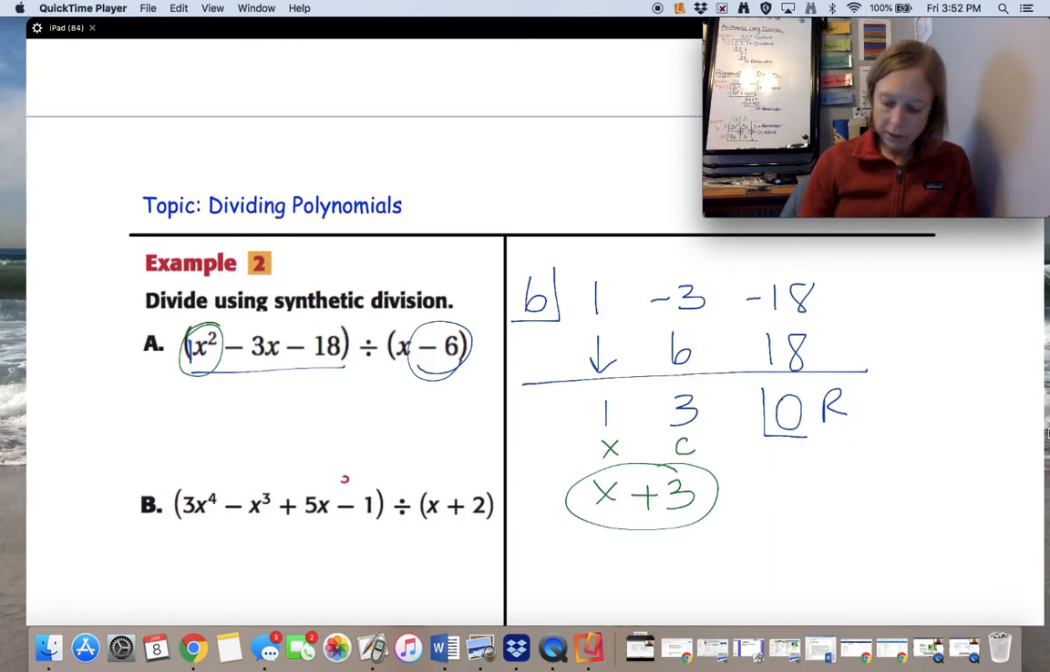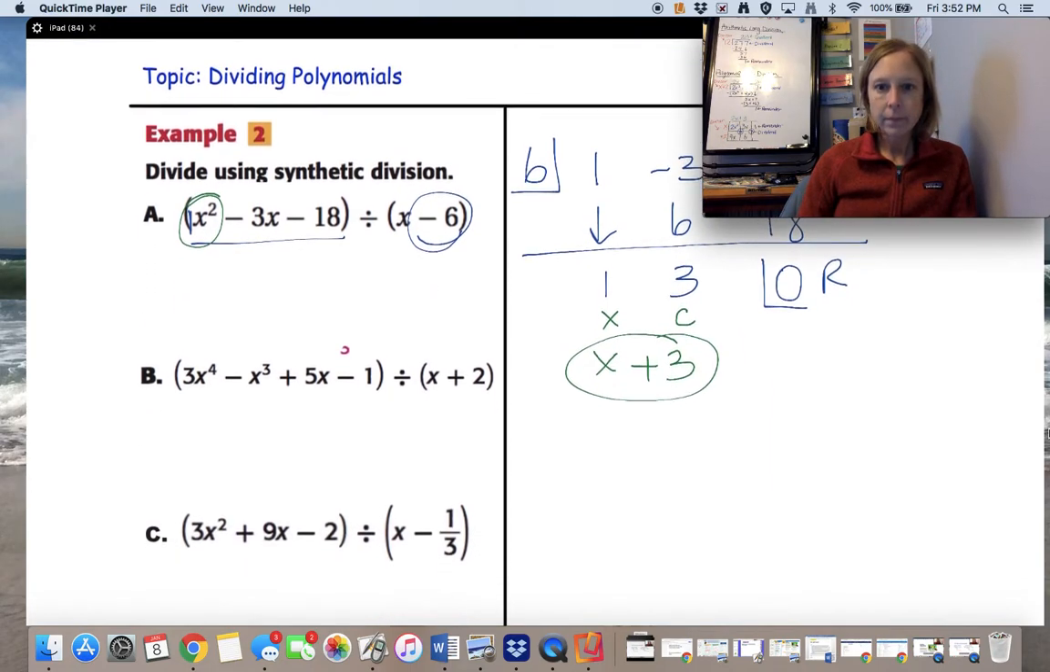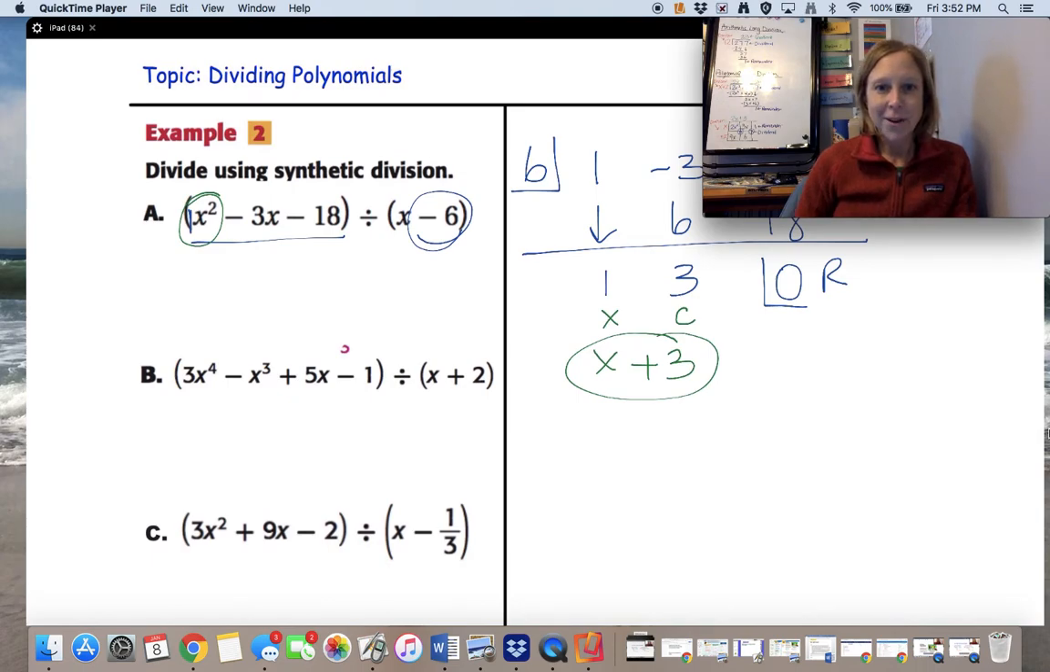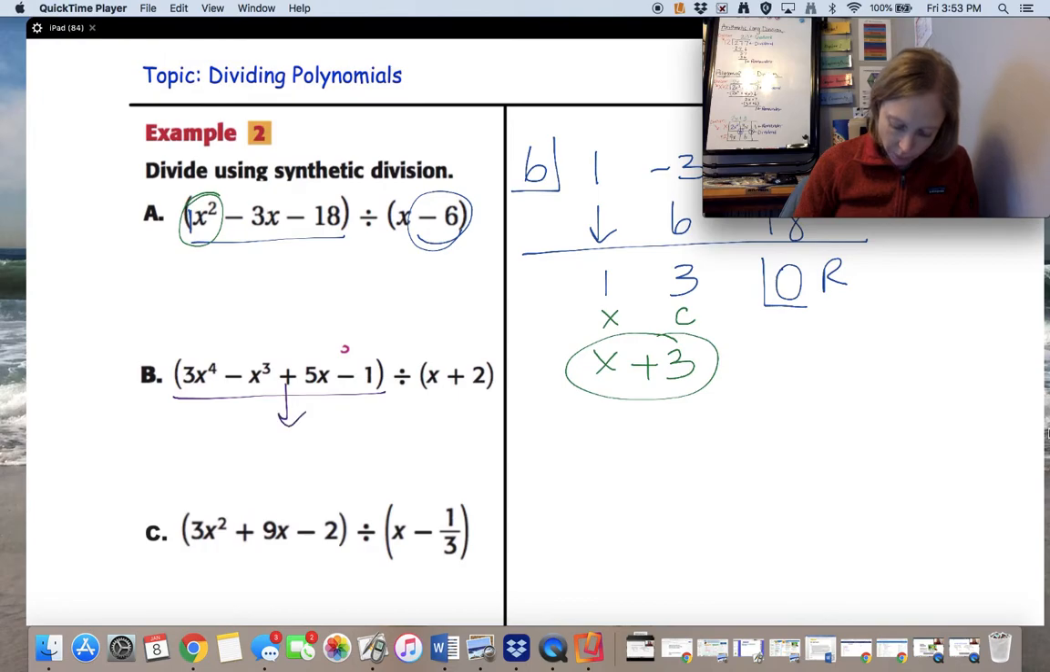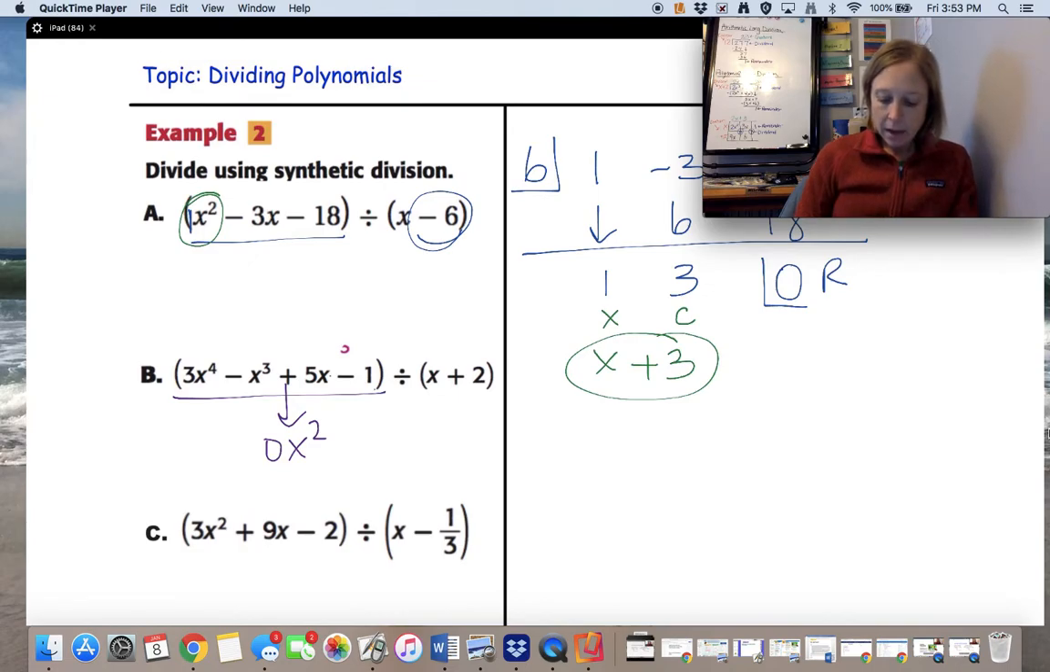We'll try 2 more together. And I think I'm going to need to write smaller or do some erasing. I'm going to start by just switching colors. Okay, let's check. I have exponents of 4, 3. I'm missing a squared, so I have to put a 0x squared in there. 1, nope. Okay. So now I'm ready to get set up here.